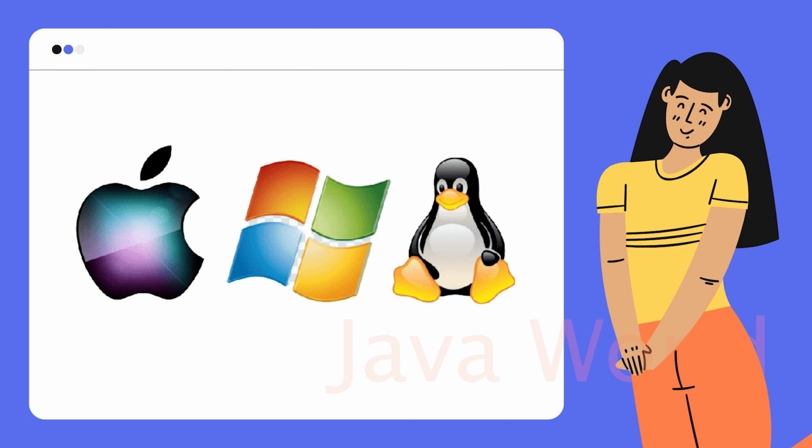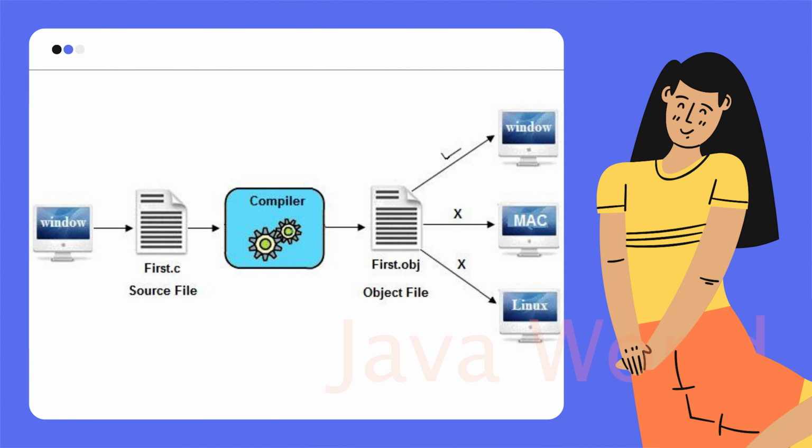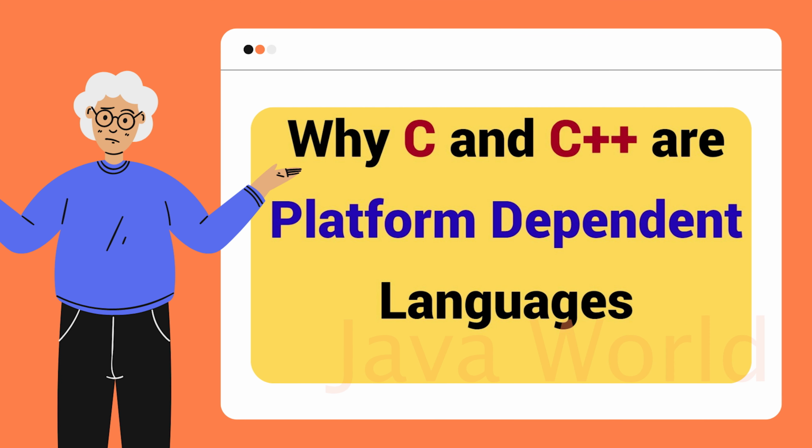Again, the problem here is that compiled machine codes are very closely related to specific hardware and operating system. It means a code compiled on Windows will not run on Mac operating systems. To achieve it, we need to recompile the program on Mac operating systems. All major languages like C and C++ are platform dependent, and Java is platform independent.